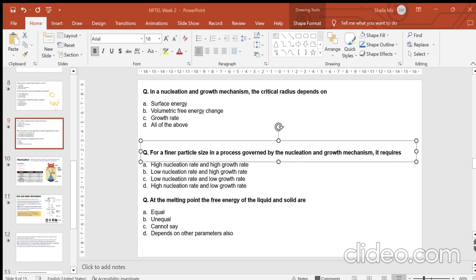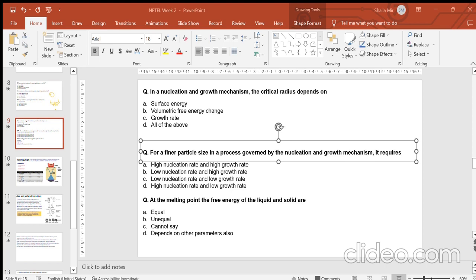The next question is, at the melting point, the free energy of the liquid and solid are equal, unequal, cannot say, or depends on other parameters. Equal, yes, because the free energy of the liquid and the solid are equal at the melting point. As you move towards solidification, there is a difference between the Gibbs free energy either below or above the melting point, which makes solids the more favorable form below the melting point, while liquids are favorably formed above it. So at the melting point, the Gibbs free energy of the liquid and the solid will be equal.